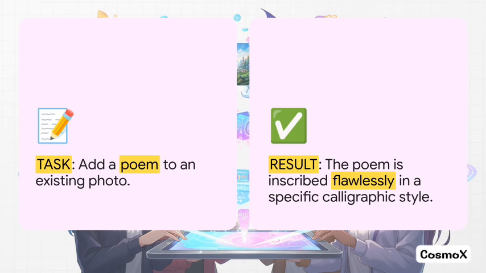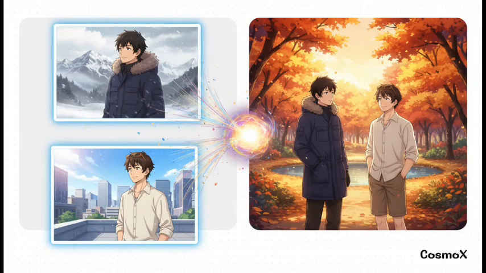You could, say, upload a photo and just ask the model to inscribe a poem onto it in a very specific calligraphic style. It'll analyze the image and add the text as if it were always a part of the original shot. It's seamless. It could even combine subjects from multiple photos into one totally coherent scene.